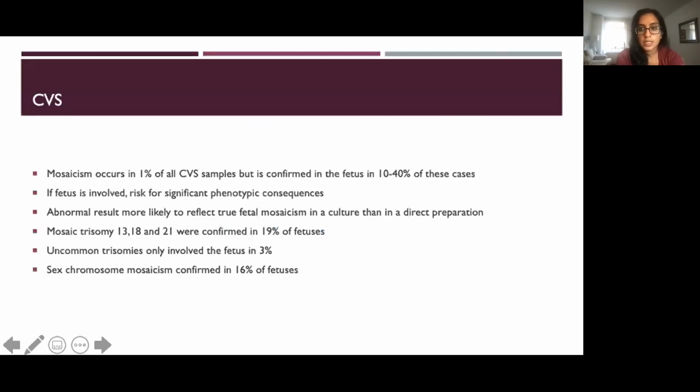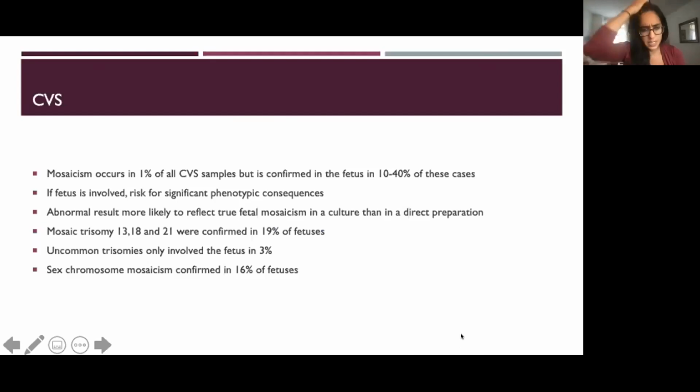In terms of the CVS, mosaicism occurs in 1% of all samples, but is confirmed in the fetus in 10 to 40% of those cases. If the fetus is involved, there's a high risk for significant phenotypic consequences. Abnormal results are more likely to reflect true fetal mosaicism in a culture than in a direct preparation. Mosaic trisomies 13, 18, and 21 were confirmed in 19% of fetuses. And uncommon trisomies only involved the fetus in 3%. And sex chromosome mosaicism was confirmed in 16% of the fetuses.